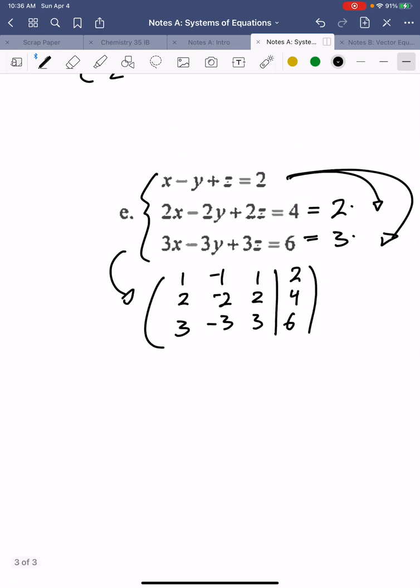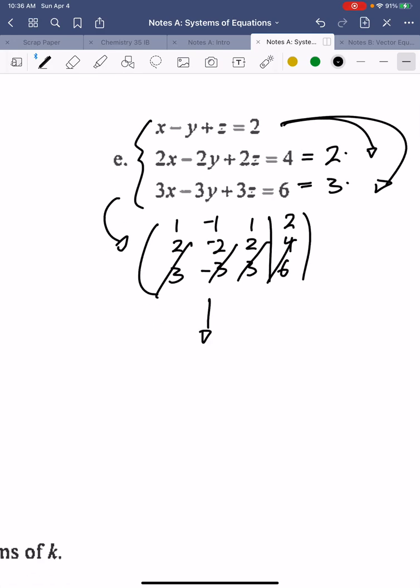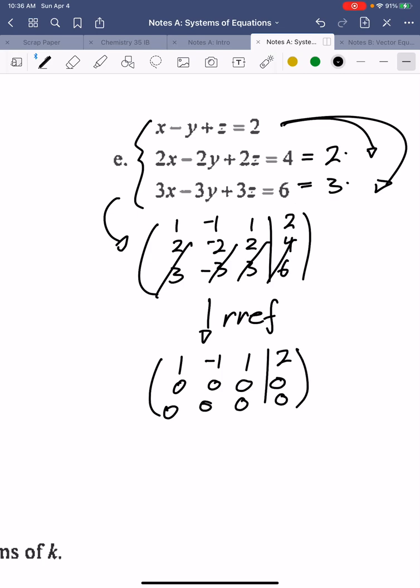Thus, since these can all be eliminated by this row, since they're multiples of each other, the RREF is something we can write down ourselves. You can put this into a calculator if you want. It will give you the same thing. So 1, -1, 1, 2, 0, 0, 0, 0, 0, 0, 0, 0. That's our answer.